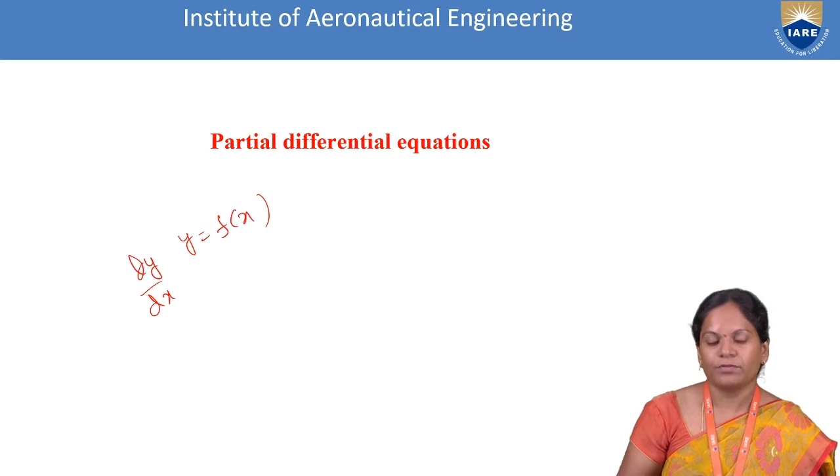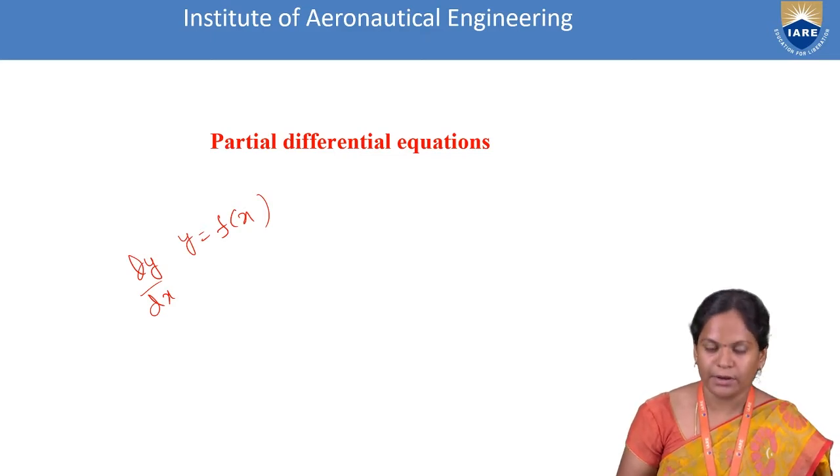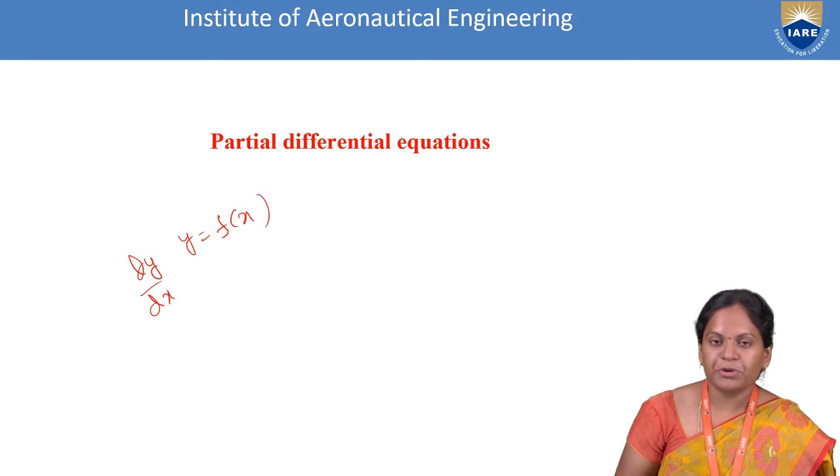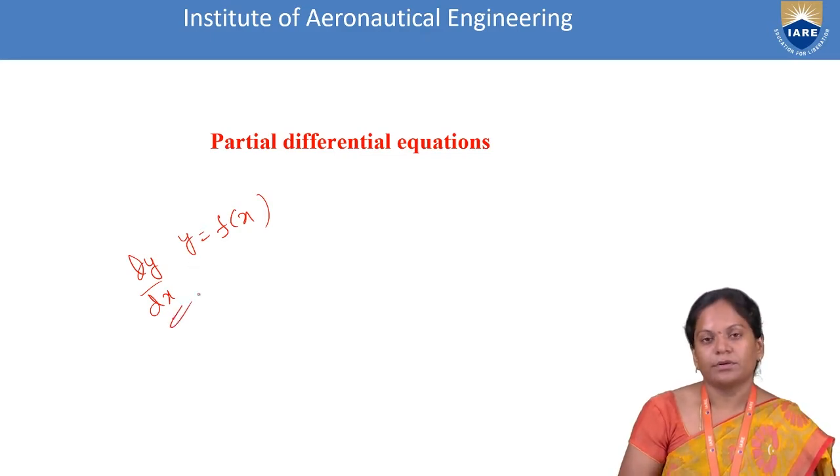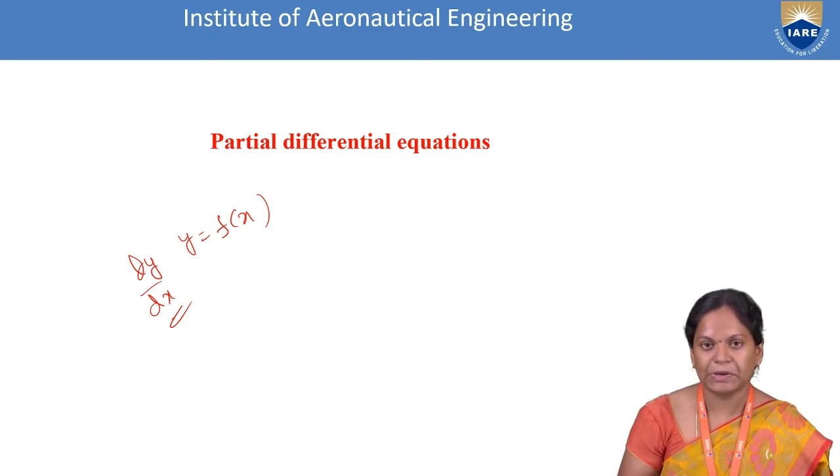Now we have to learn about partial differential equations, what the solution is, and how we can form a partial differential equation. So what are partial differential equations? An equation involving one dependent variable and more than one independent variable. In the ordinary differential equation, x is the only independent variable. Now in the partial differential equation, we have more than one independent variable.